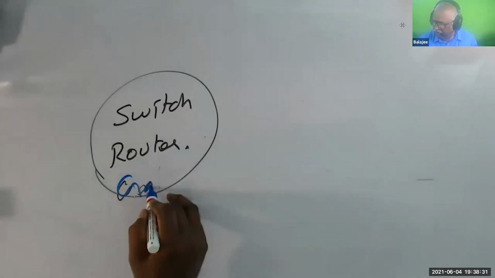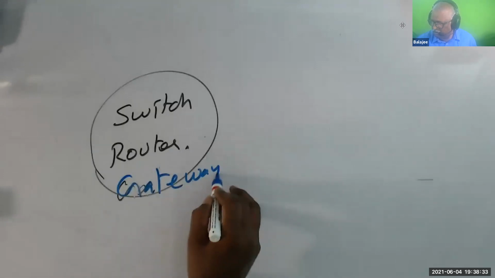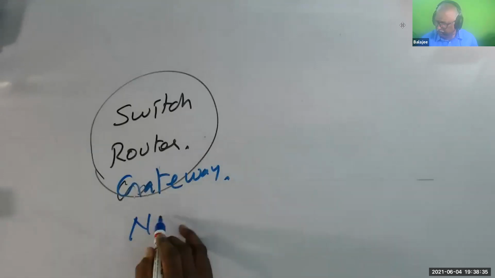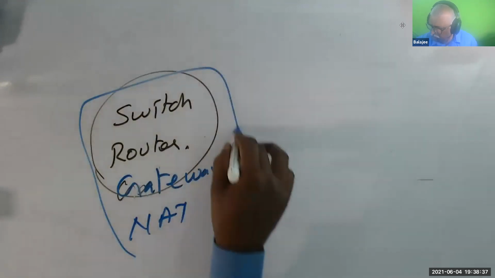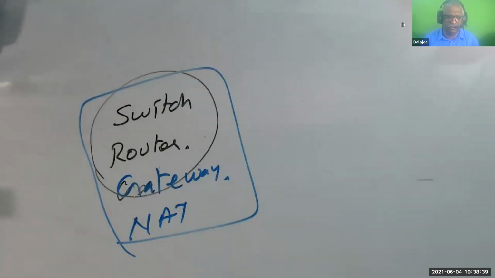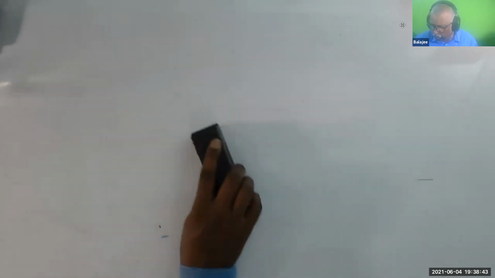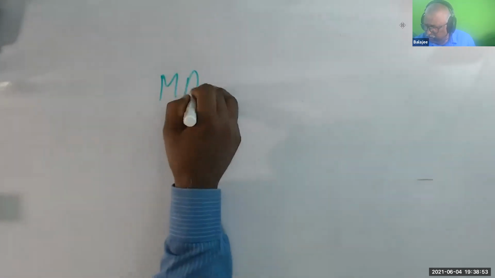What is gateway? What is NAT? These are all the terminologies we use in networking. With that, I have to explain, then only you will understand. Now, I'm trying to explain the bits and pieces. I want to make sure that you understand what is the purpose of IP? What is the purpose of MAC?